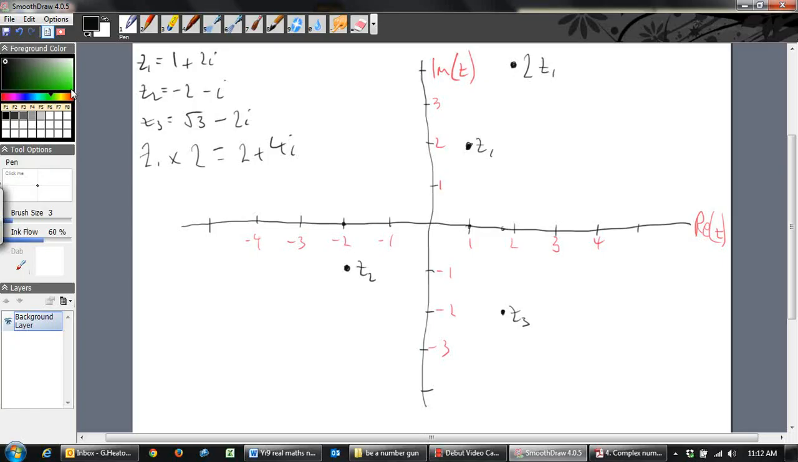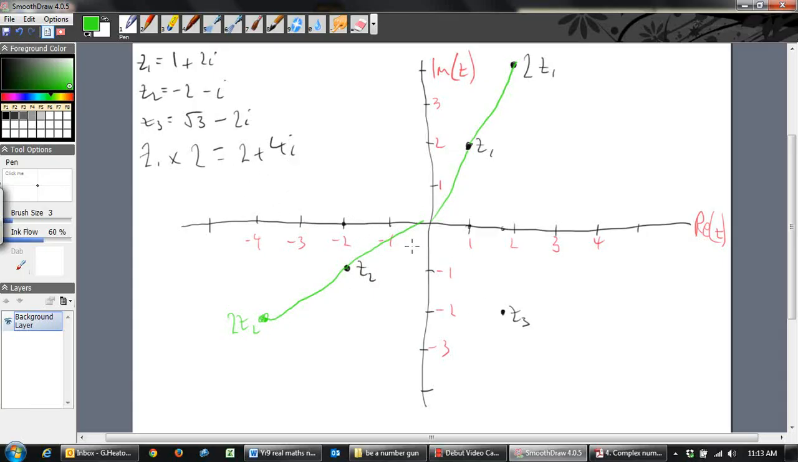So here you'd get 2Z1. So this is Z1, what happens when you multiply it by 2? In fact, it doubles its length. So it's exactly the same direction. It just doubles its length. So what would 2Z2 look like? Well, this here is Z2. If we double it, it doubles its length, and so 2Z2 would be down here. And so that's what the significance of multiplying does.